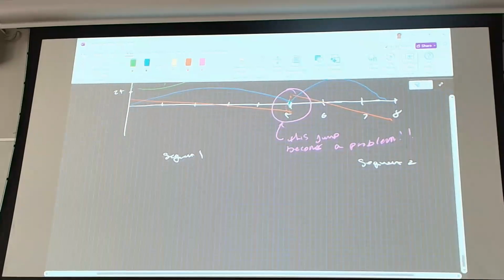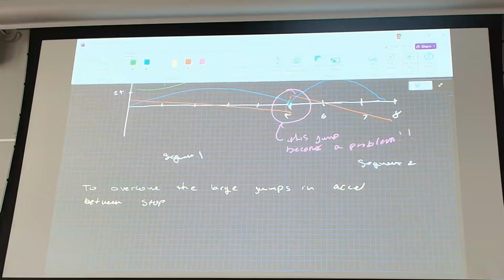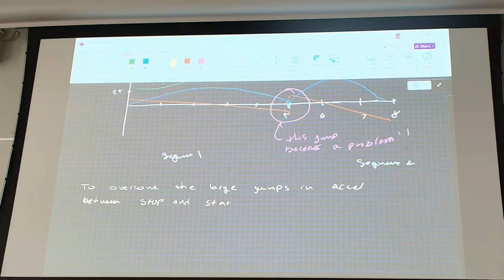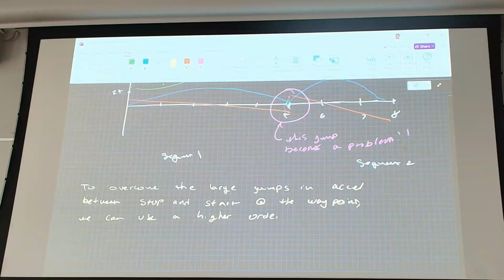So to overcome the large jumps in acceleration between stop and start at the waypoint, we can use a higher order polynomial, namely a fifth order.